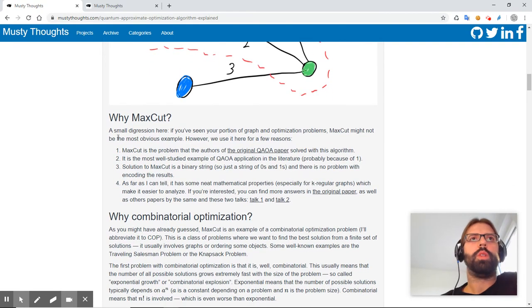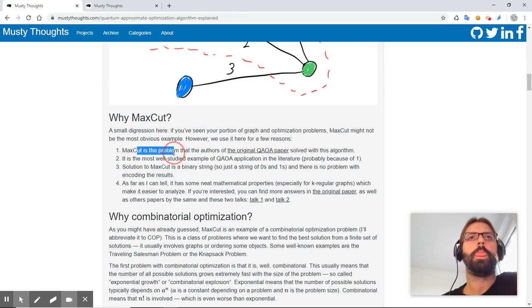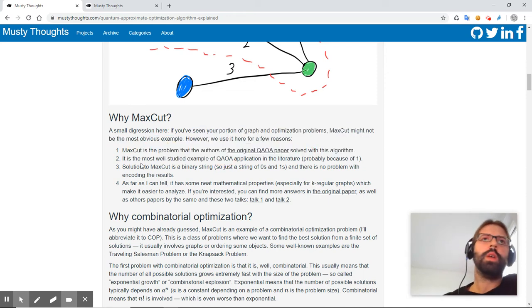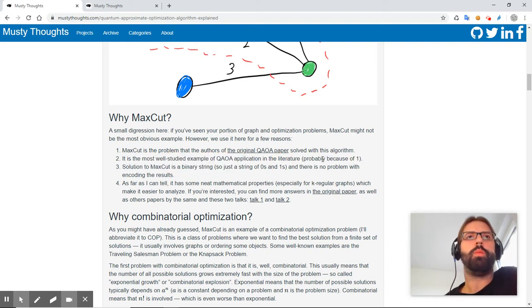Why max cut? A small digression here. If you've seen a portion of the graph in a different problem, it might not be the most obvious example. However, we use it for a few reasons. Max cut is the problem that the authors used in the original paper. It's the most well-suited example of QAOA application in the literature, probably because the solution to max cut is a binary string, just a string of zeros and ones, and there's no problem with encoding the results.